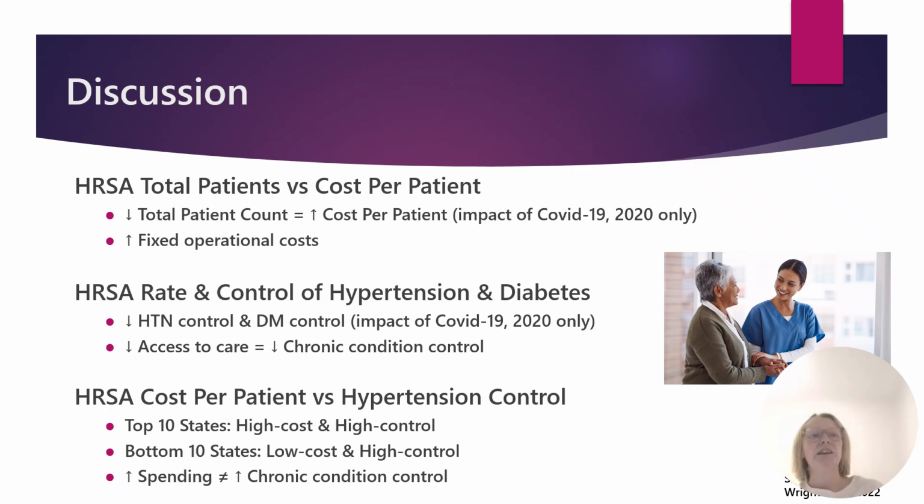I think this visualization also helps support the idea that the decrease in both controlled hypertension and diabetes percentages only in the year 2020 is related to difficulties in managing chronic conditions across the entire HRSA population during the COVID-19 pandemic due to a reduced access to care.